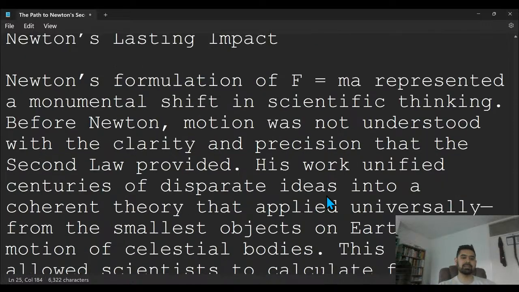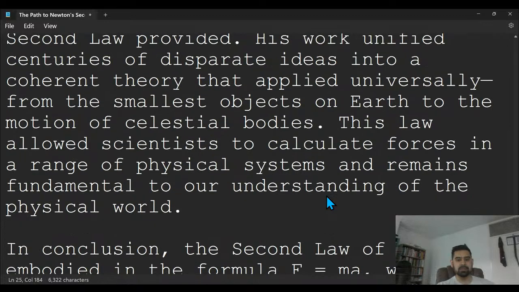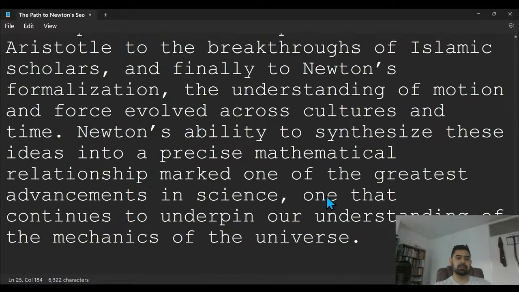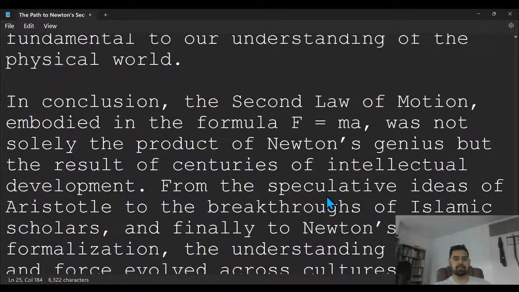Newton's lasting impact. Newton's formulation of force equals mass times acceleration represented a monumental shift in scientific thinking. Before Newton, motion was not understood with the clarity and precision that the second law provided. His work unified centuries of disparate ideas into a coherent theory that applied universally, from the smallest objects on Earth to the motion of celestial bodies. This law allows scientists to calculate forces in a range of physical systems and remains fundamental to our understanding of the physical world.